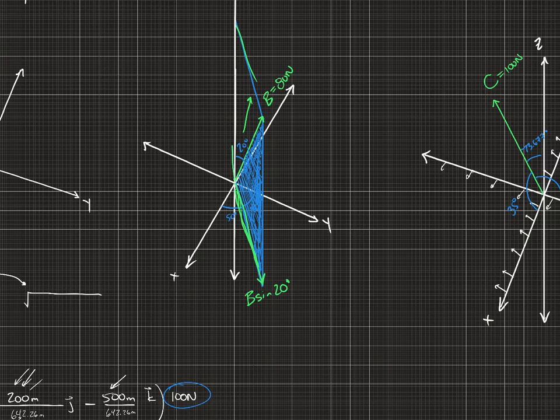Let's see. Here's the vertical side right here. It's hard to see. It's the same as this side right here. Okay, that's going to be B times the cosine of 20 because it is adjacent to that 20 degrees. Okay? So this right here, that is parallel to the z-axis, so that's B in the z. Okay, this one right here, that's just in the xy plane, so I'm going to call that bxy.